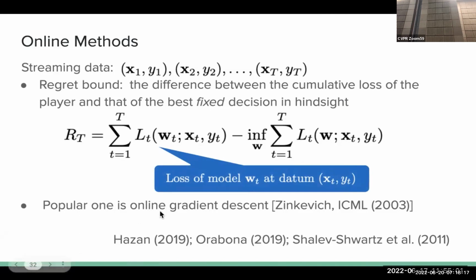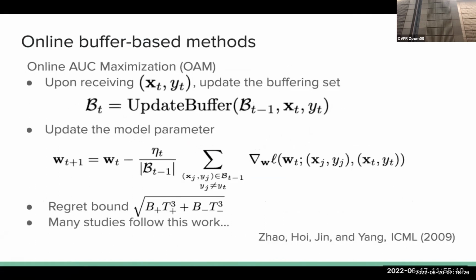A popular online method is, of course, online gradient descent in classical classification and regression. In the seminal paper by Peilin, Steven, Rong and Tianbao, they are the pioneers to study online buffer-based methods for AUC maximization. So they proposed an online AUC maximization algorithm for handling stream data. The algorithm can be described as follows. First, at time t, you receive an example x_t and y_t. You update your buffer set, which is denoted by curly B here, based on some buffering techniques, which I will not talk about in detail here. Once you have a buffer set, which is usually of small size, you update the model parameter.